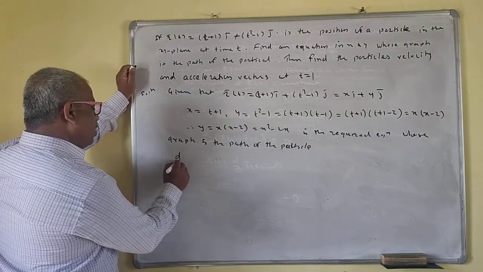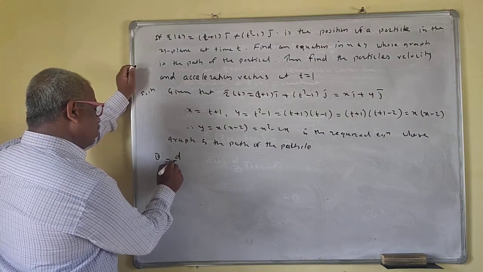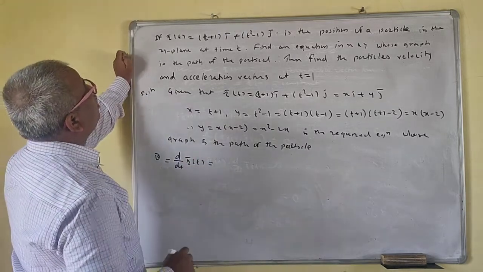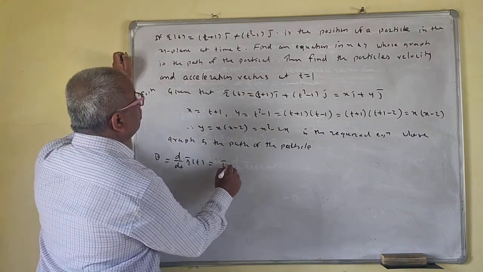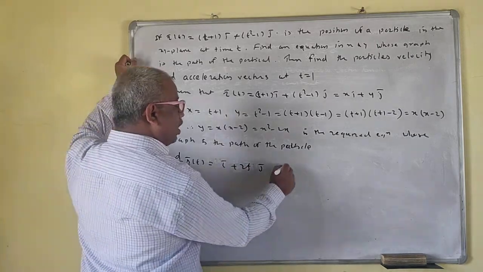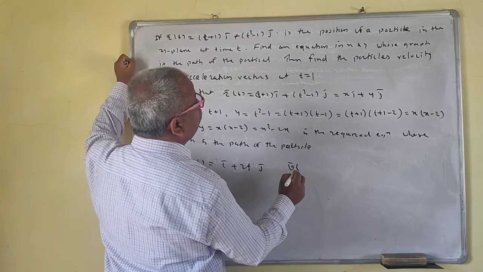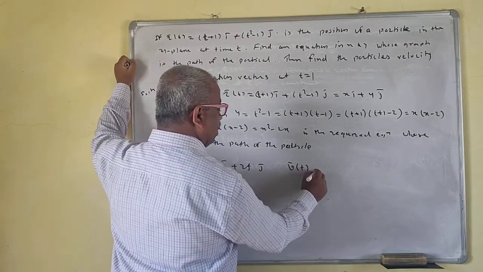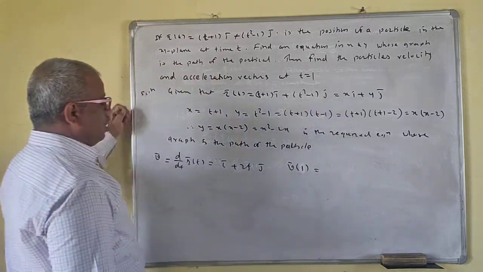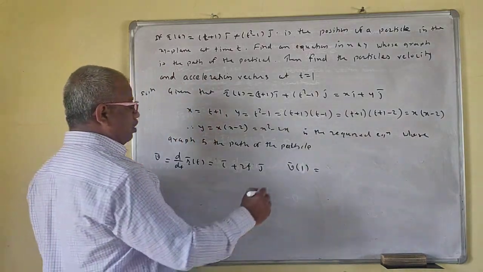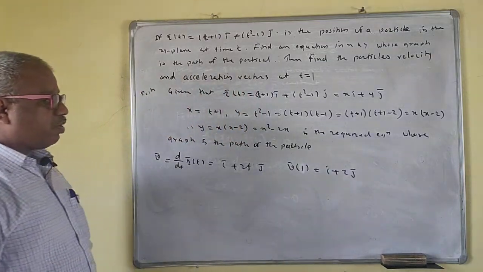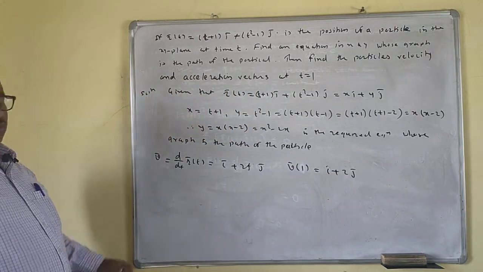So v bar is equal to d by dt of r bar of t. This is equal to i bar plus 2t j bar. So v bar at t is equal to 1: you have to put t is equal to 1. So this is i bar plus 2 j bar. This is your velocity at time t is equal to 1.